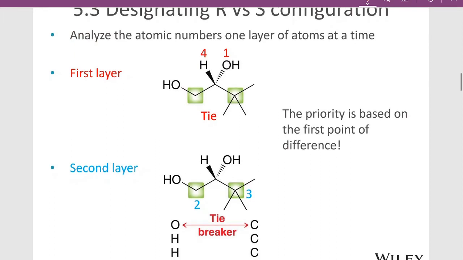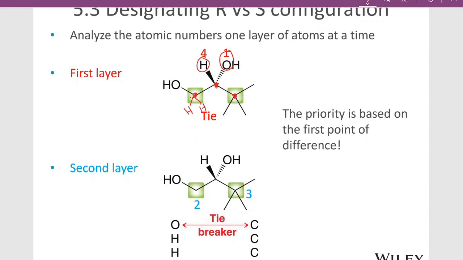Alright, so here's another example of this. Our chiral center is here. We're going to analyze all of the groups attached. So we've got oxygen, hydrogen, carbon, carbon. Oxygen and hydrogen we can prioritize right away. That's priority number 1 versus 4. And now we have carbon versus carbon. That's a tie, so we look at what's attached to those carbons.